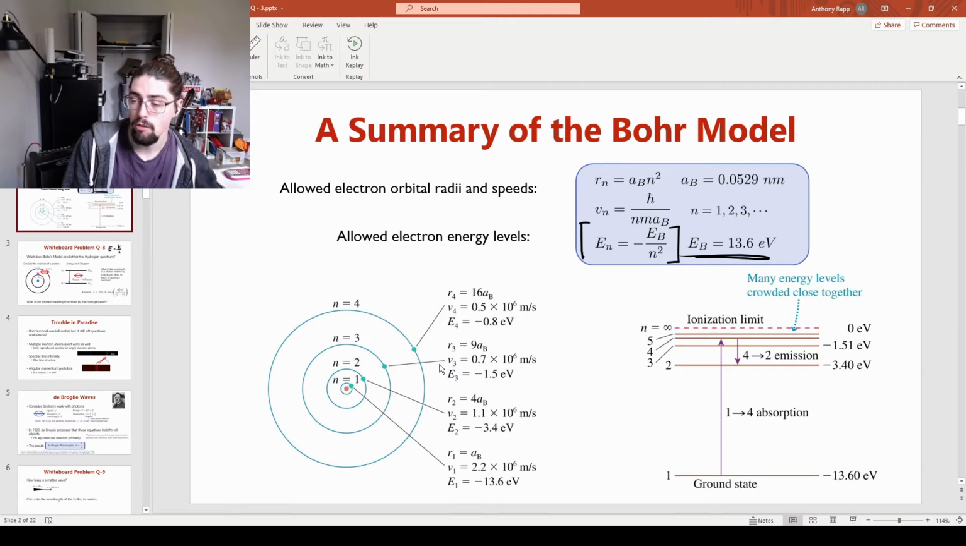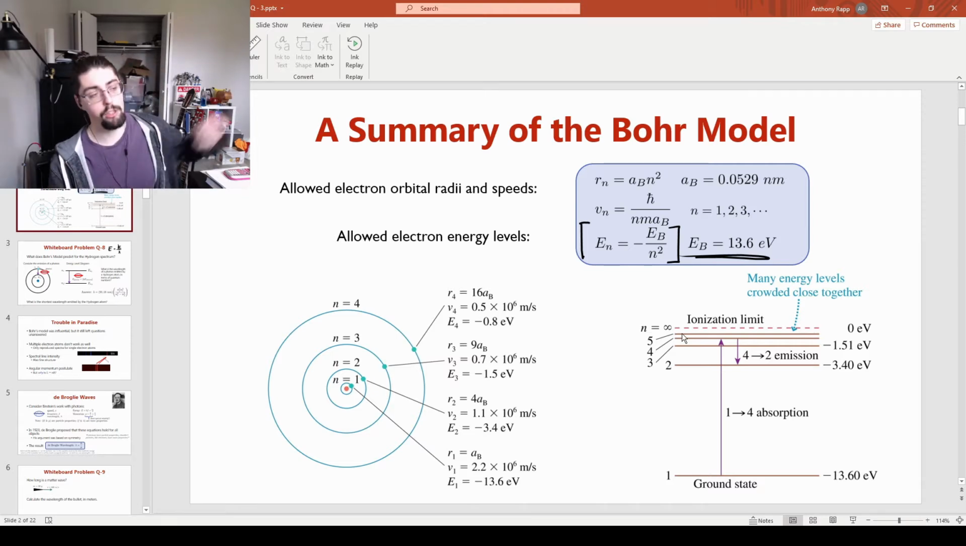Where's the biggest jump in this picture down here? What do we think? How can I make the jump as large as possible? Yeah, go from n is equal to a billion back down to n is equal to 1. Realistically, even by the time I hit 5, we're really close to that maximum energy that we can have before we've quite literally just ripped the electron away.